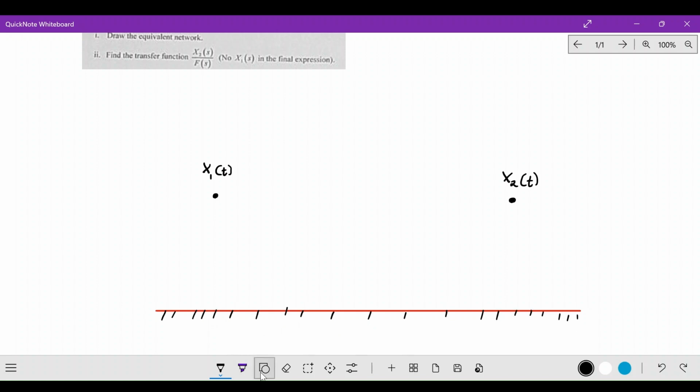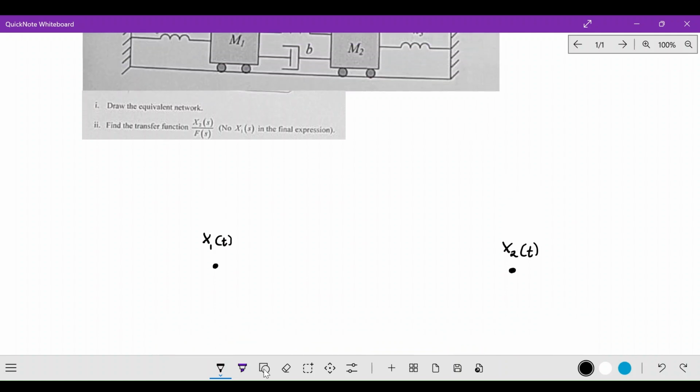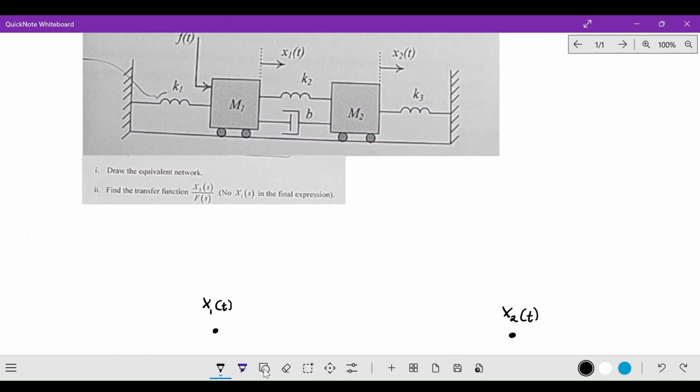Now the next step you need to do is to identify all the elements that have the same displacement, or elements that will be connected to the same node. And those elements that have the same displacement must be connected in parallel. So remember that.